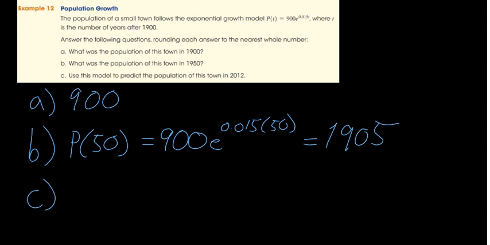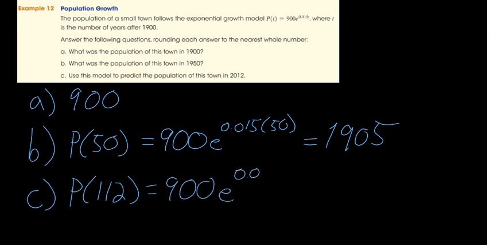Okay, so again, 2012 is 112 years after 1900, so we're going to do P of 112, and that is equal to 900 e to the 0.015 times 112, and so this should be easy. All I got to do is change that 50 to 112 on my phone. 4829.